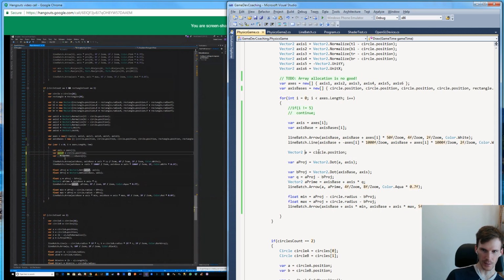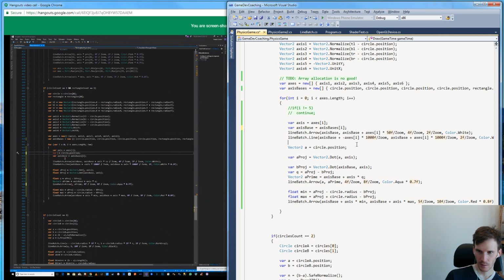So A is the position of the circle. So where's our buddy A? All right, circle position. Okay. Although we don't even really need a variable for it, we can just call circle position twice. We certainly could. So why don't we do that? We'll get rid of A entirely.